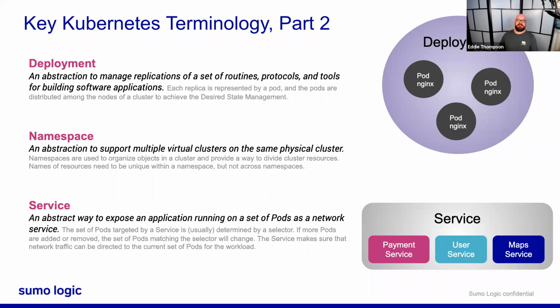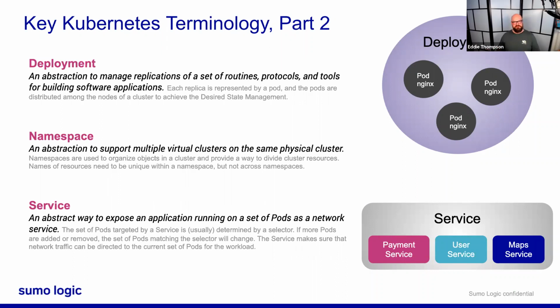Namespace. Namespace is a really important one. This is the abstraction or the logical grouping that we use to divide up a Kubernetes cluster. If you're familiar with namespaces within a DNS or within a programming language, it's the same function.